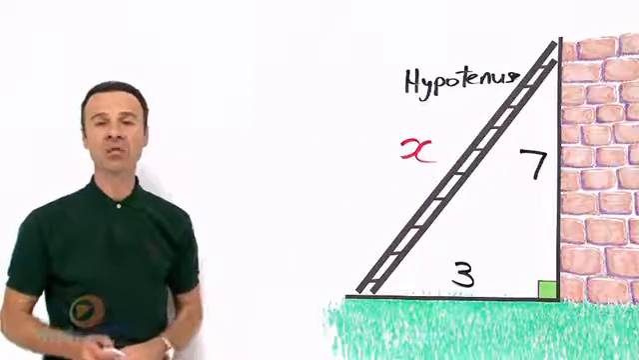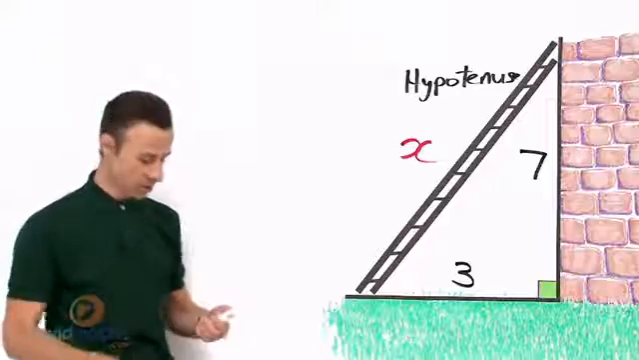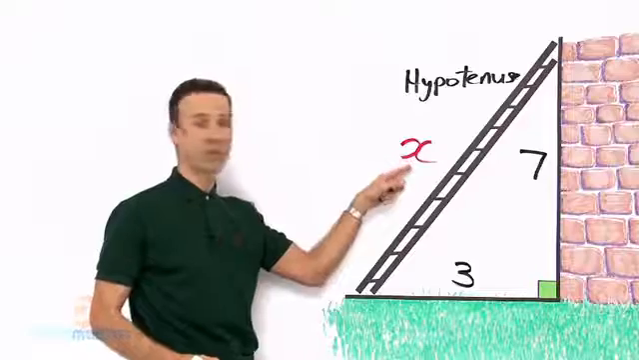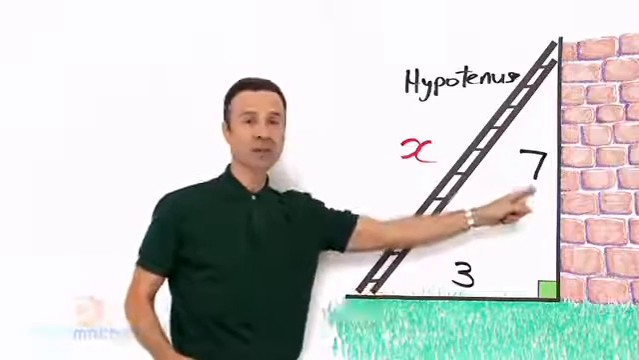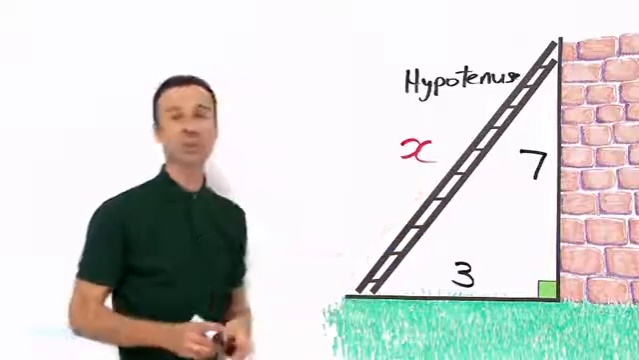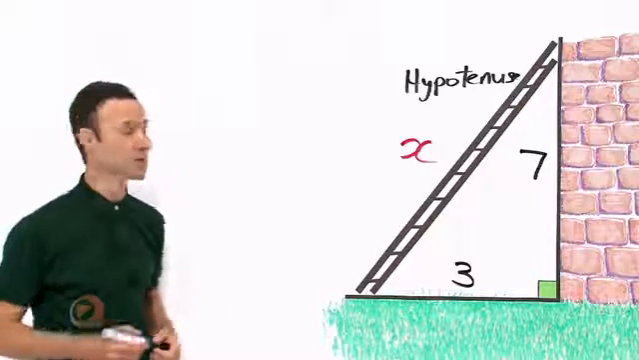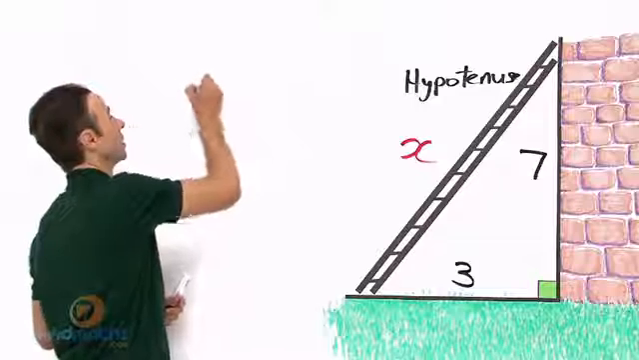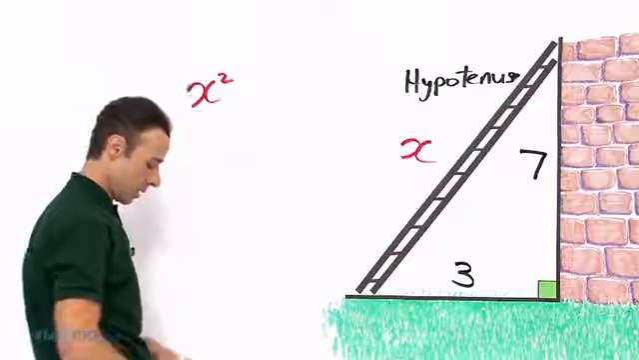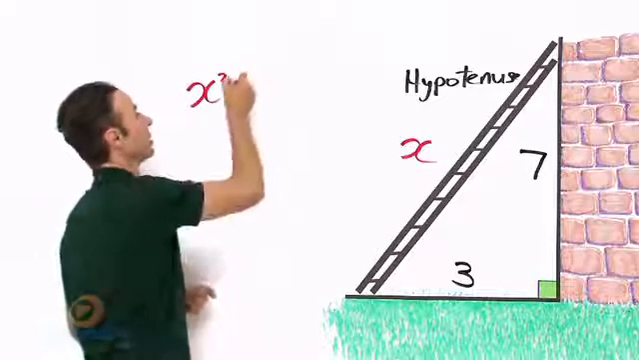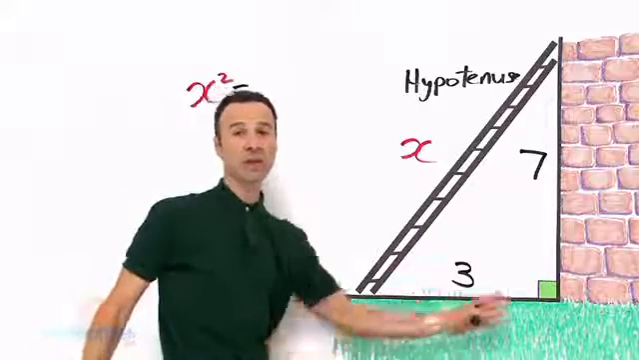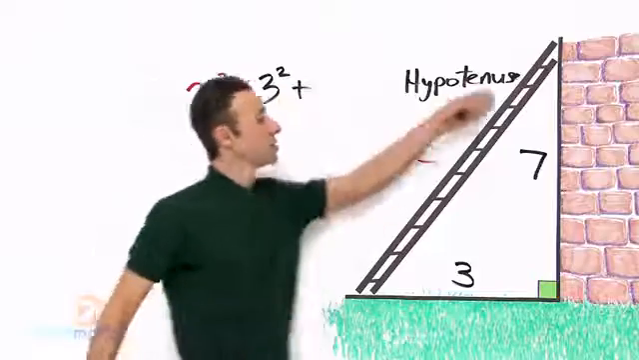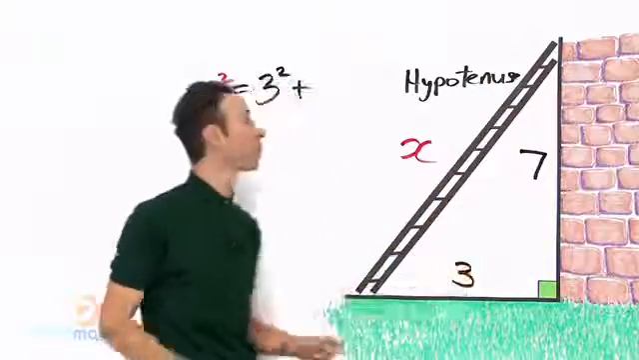So now let's write down the Pythagorean equation. It's going to be these two squared will equal this squared. Remember, the two side lengths are squared and they always equal the hypotenuse squared. So let's write down the equation. First we'll write down the x. We have x squared, and that equals 3 squared for that length plus 7 squared for that length there up the wall.